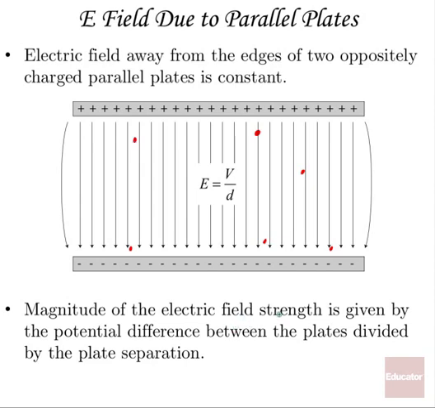The magnitude of that electric field strength is given by the potential difference divided by the plate separation. And the units are going to be newtons per coulomb again for an electric field, or, well, volts over distance, volts per meter. So we're proving that we have the same units. Newtons per coulomb is equivalent to a volt per meter.